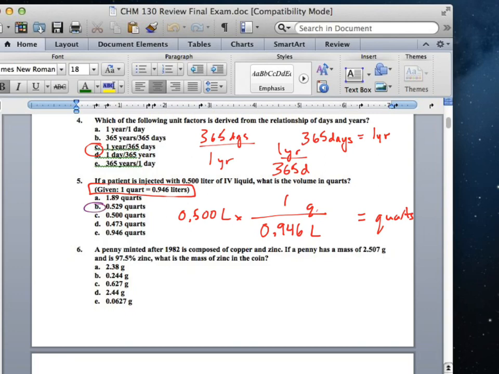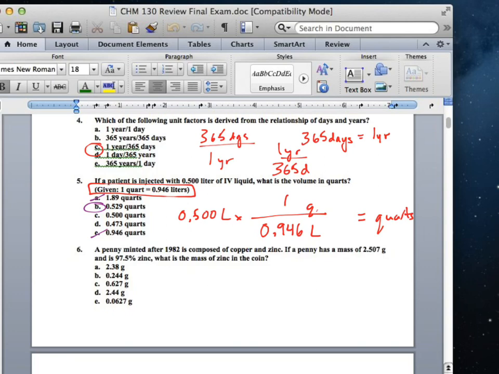Okay. Rough approximative techniques on this one. What is 0.9 pretty darn close to? 1. So we're taking 0.5 and we're either multiplying or dividing by 1. So our answer should be pretty darn close to 0.5. Okay. So that means we can get rid of 1.89 and 0.946. So if you don't have a calculator, you can still approximate and eliminate answers.